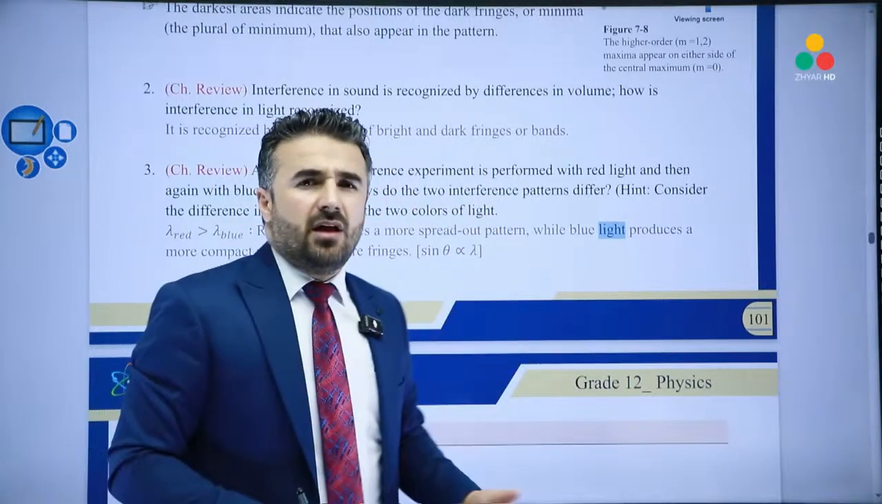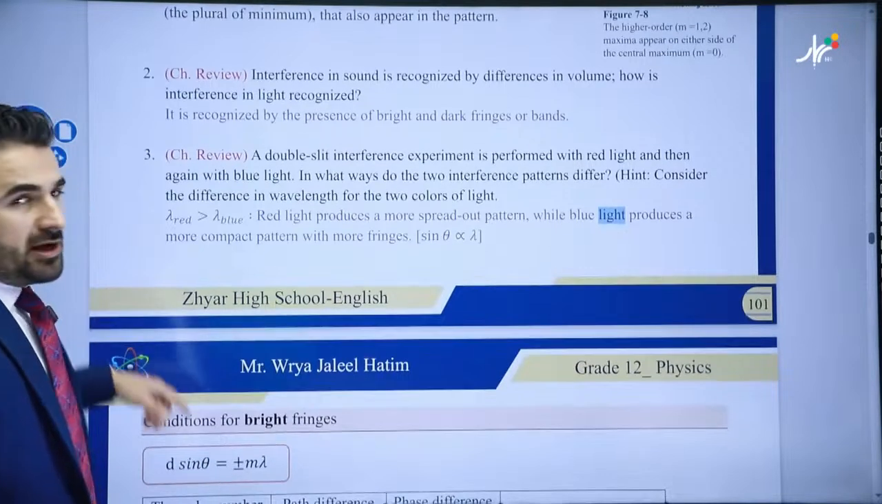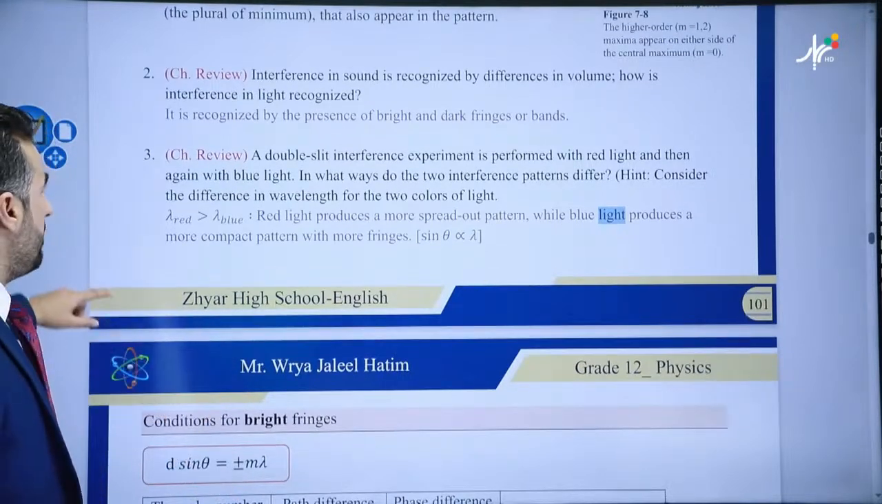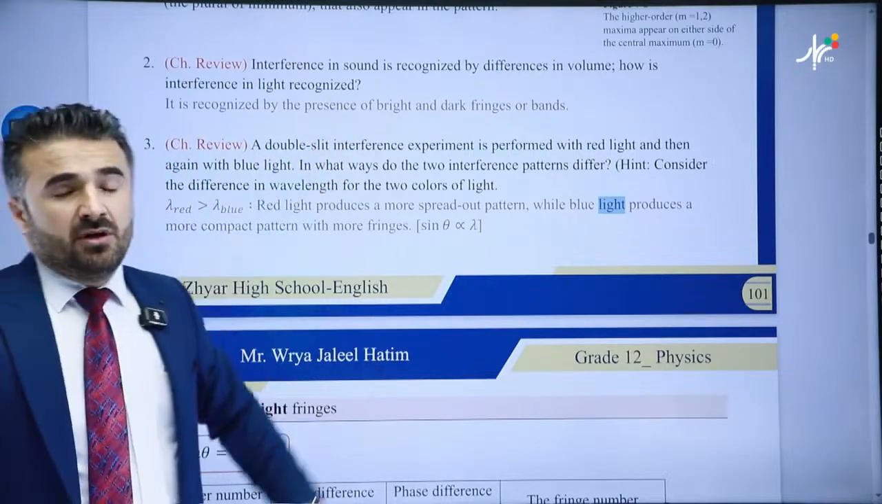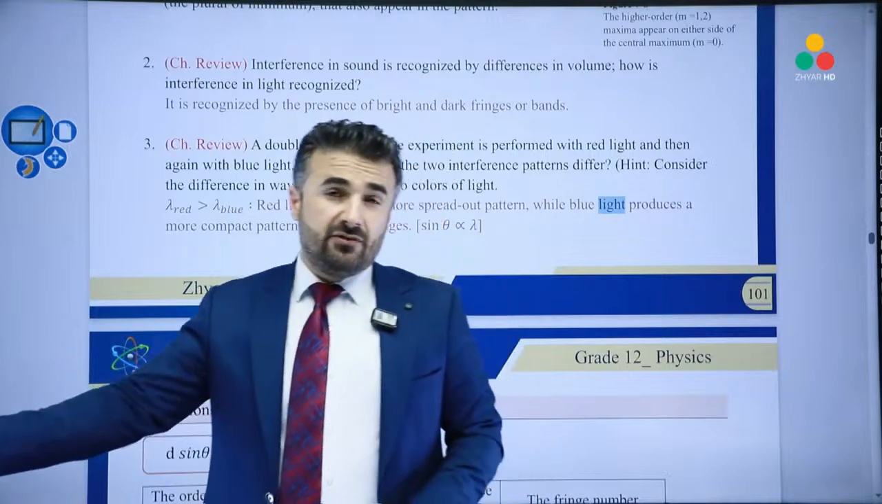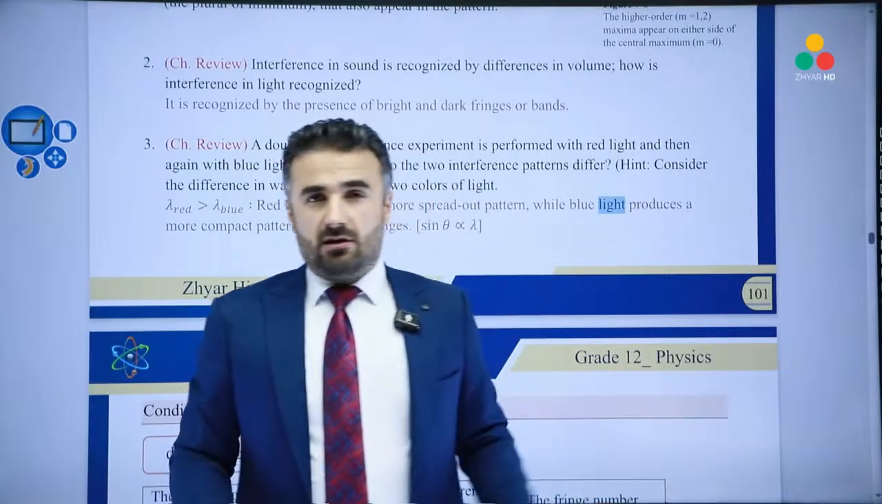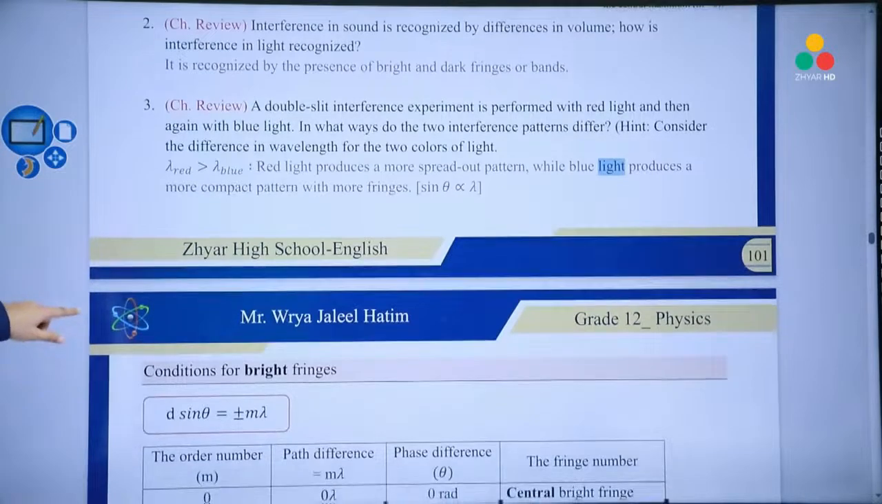But how about light, for example? How is the interference in light recognized? How do we notice that? If it is light, we can recognize it by the presence of bright and dark fringes. If it is bright, that means we have constructive interference. If it is dark, that is clearly destructive interference. Okay?